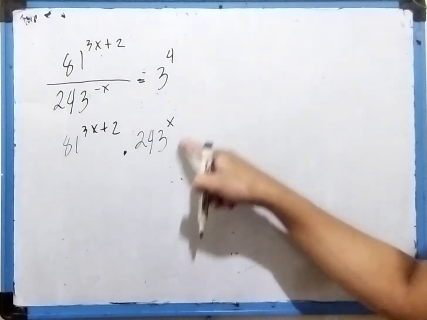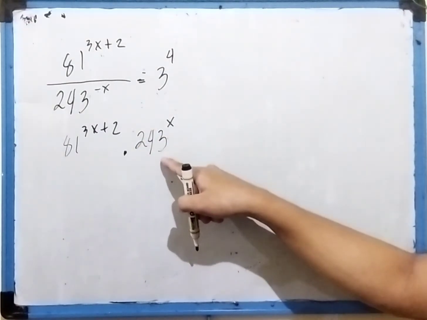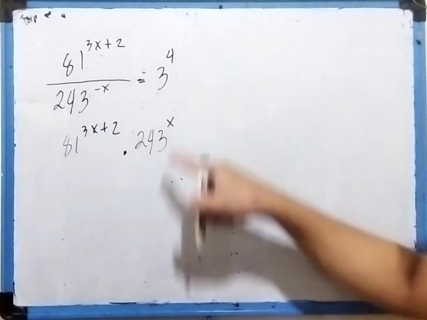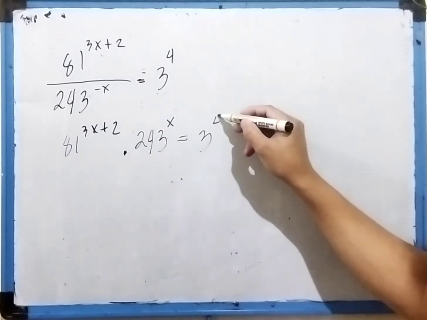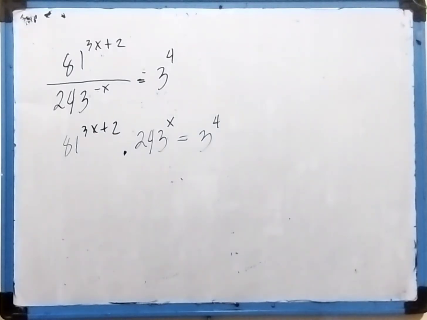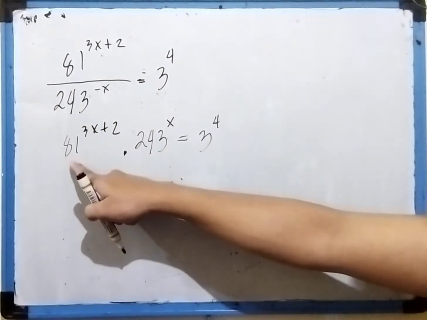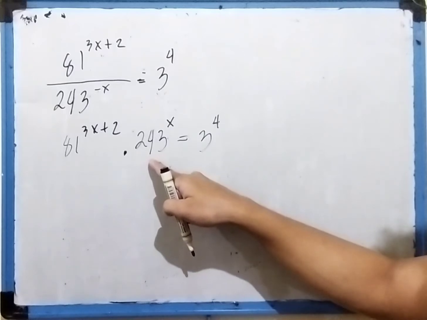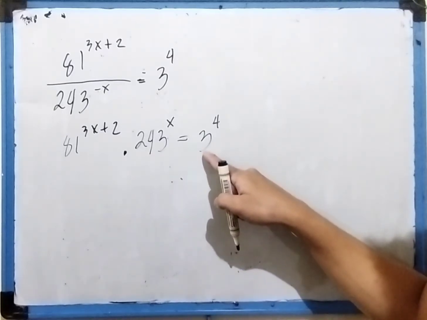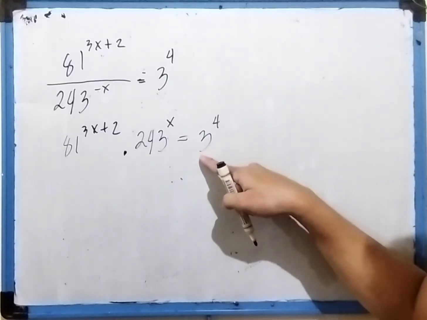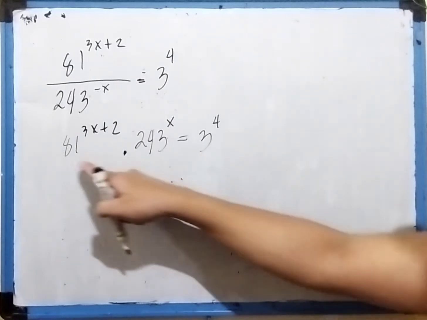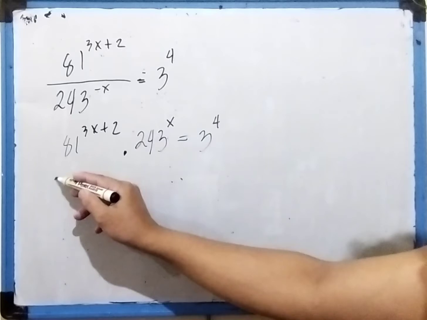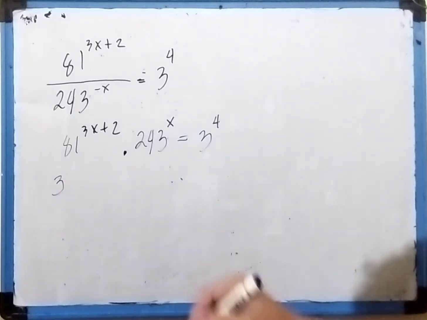So, itinaas na natin siya, naging negative, from negative going to positive x. That is now equal to 3 raised to 4. Okay, so since this is 81, 243, and then 3, we can assume that the base here is also 3, since 81 is also divisible by that. So 3, what number is the exponent?